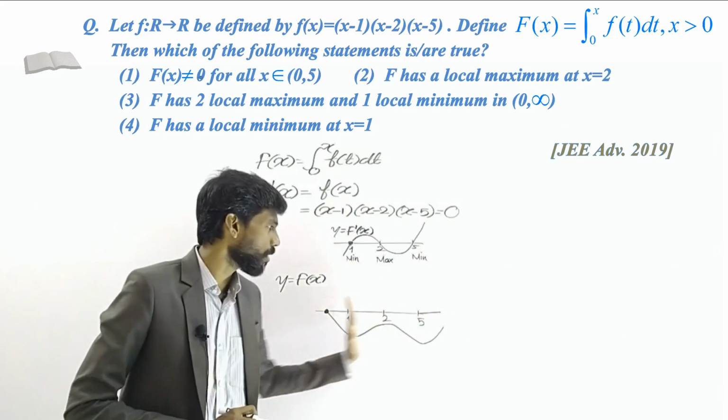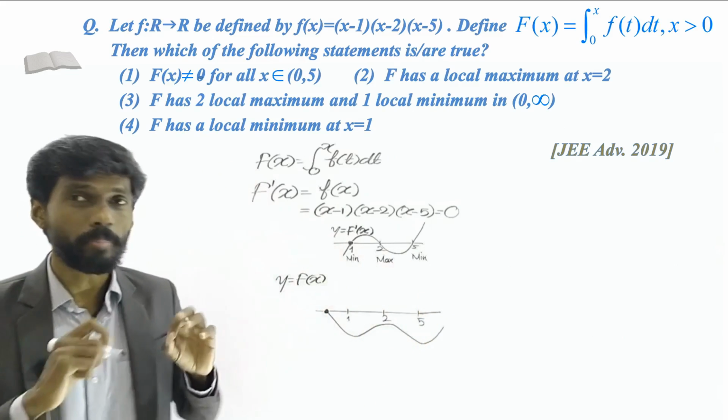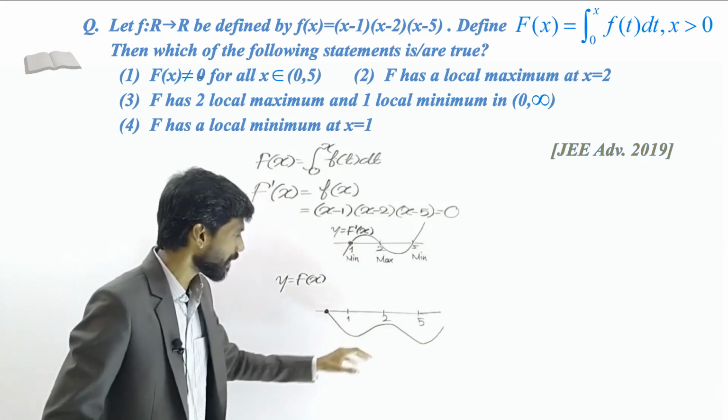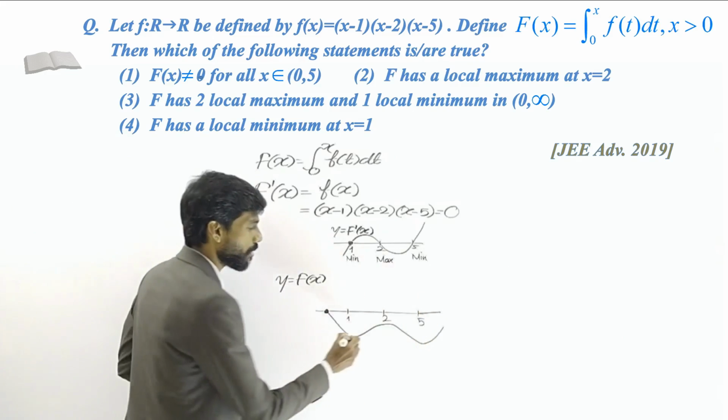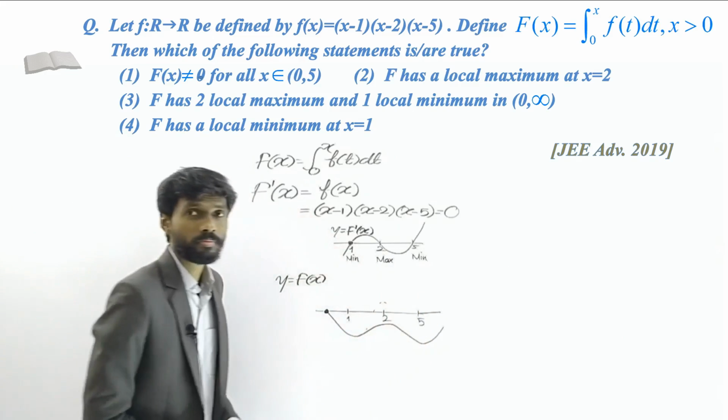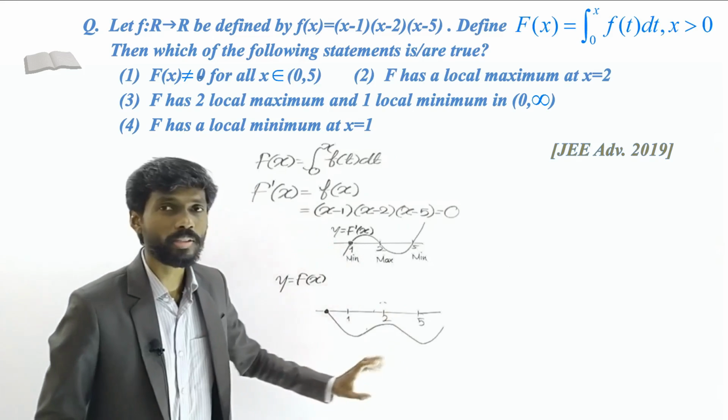So at no point between 0 and 5 does the function become 0. You understand? But is this the actual graph of the function? What if the graph is something like this? It goes above and this. So in that case it will intersect at 2 points, but we are not sure.